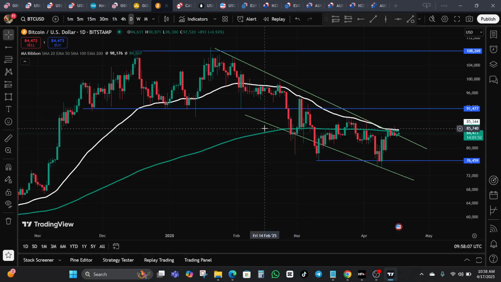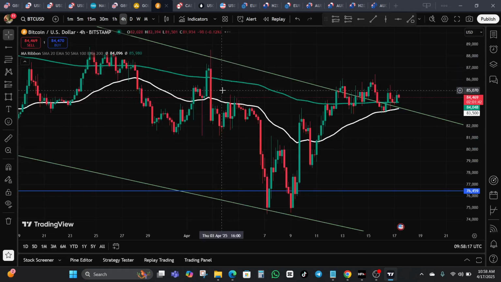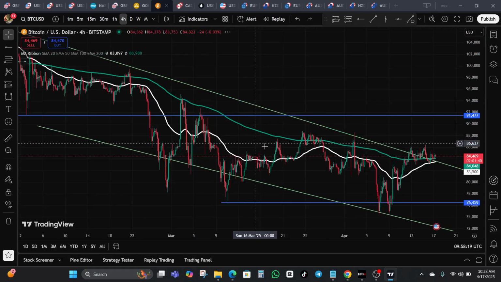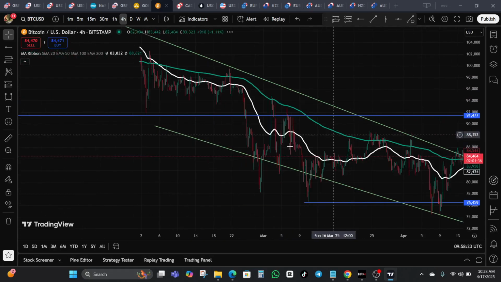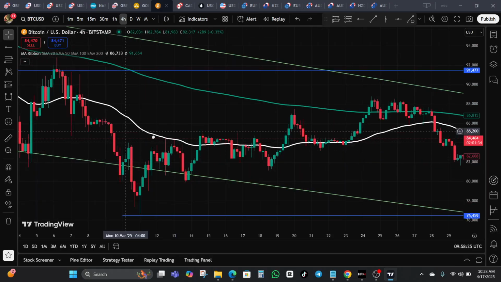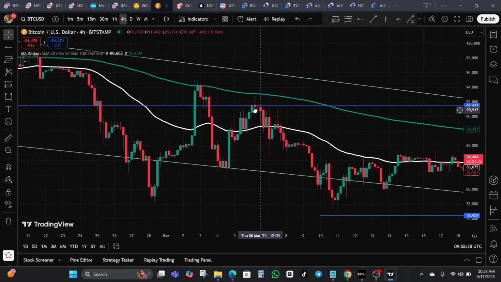Now, once you have identified these levels, the next thing is going to be to look for entry confirmation. You drop down to the 4-hour chart. Once price returns to a key level, you look for candlestick confirmation. We're going to use this as a case study. We can say that price got to this key level that we marked out on the daily time frame.